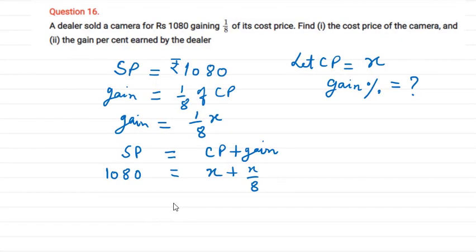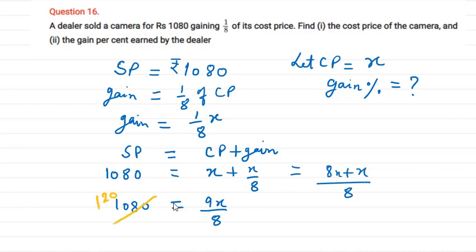So here your X plus X by 8 will be 9X by 8. You can take LCM, so it can be written as 8X plus X by 8. So it will be 9X by 8, and then it is 1080. Now you can cancel out this 9, so here you will get 120. Now you can just multiply it: 120 into 8 will be 960. So X will be 960. That means the cost price will be rupees 960.